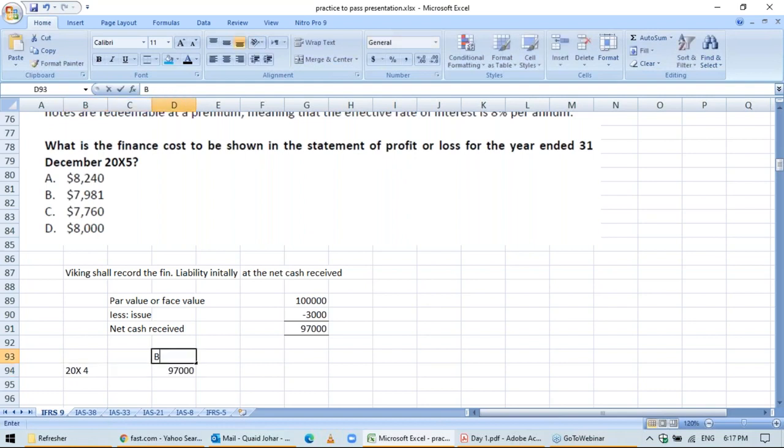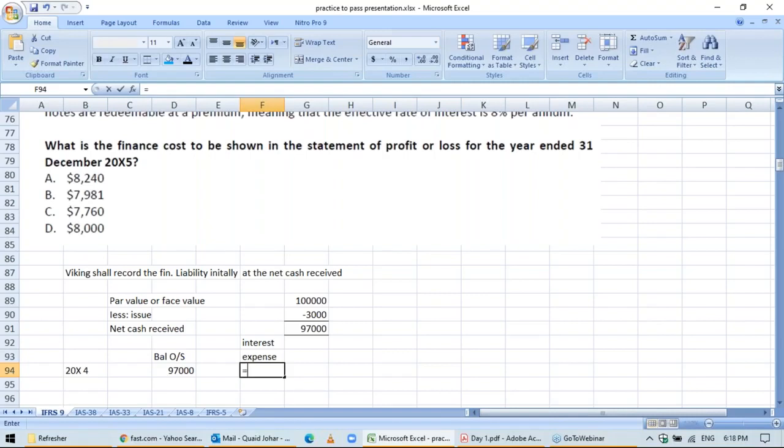So this is the balance outstanding in the books of Viking. Now, the second important point: interest expense will always be recognized at the effective rate of interest and will be applied to the balance outstanding. So the next thing is interest expense. What will be the interest expense for 2004, which we are going to calculate?